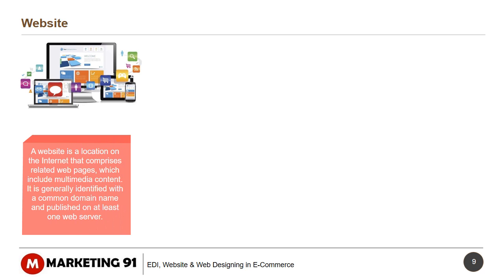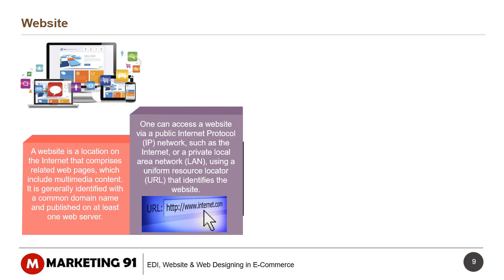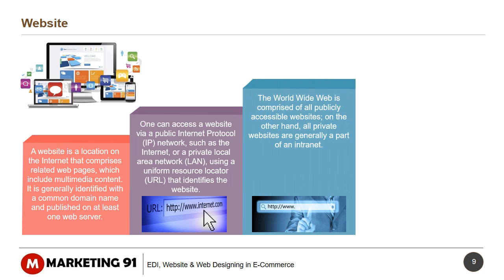A website is a location on the internet that comprises related web pages, which include multimedia content. It is generally identified with a common domain name and published on at least one web server. One can access a website via a public Internet Protocol or IP network, such as the internet, or a private local area network or LAN, using a Uniform Resource Locator, URL, that identifies the website. The World Wide Web is comprised of all publicly accessible websites. On the other hand, all private websites are generally a part of an intranet.